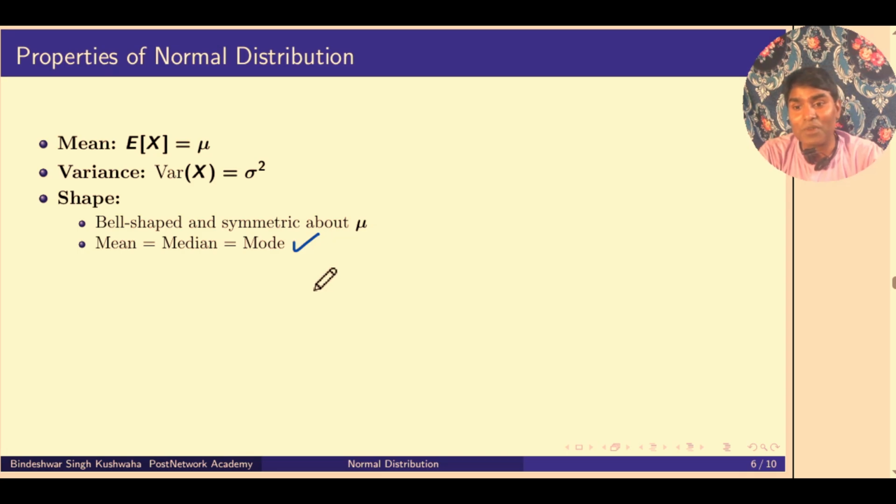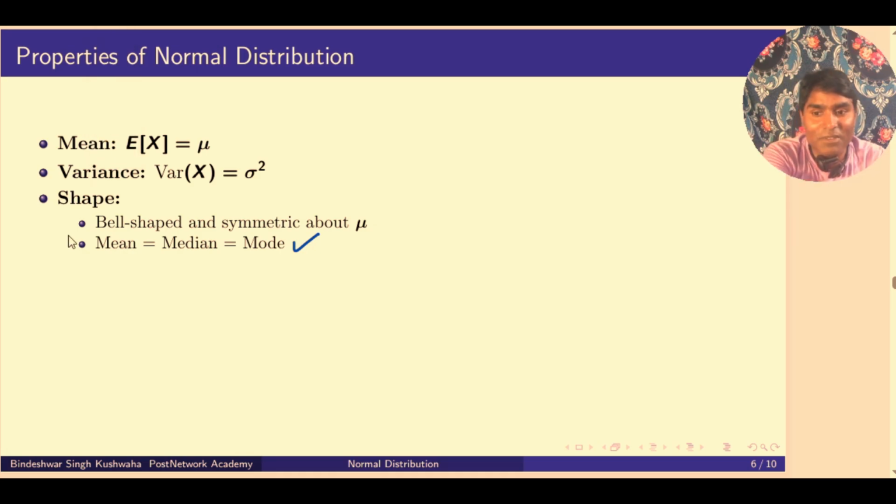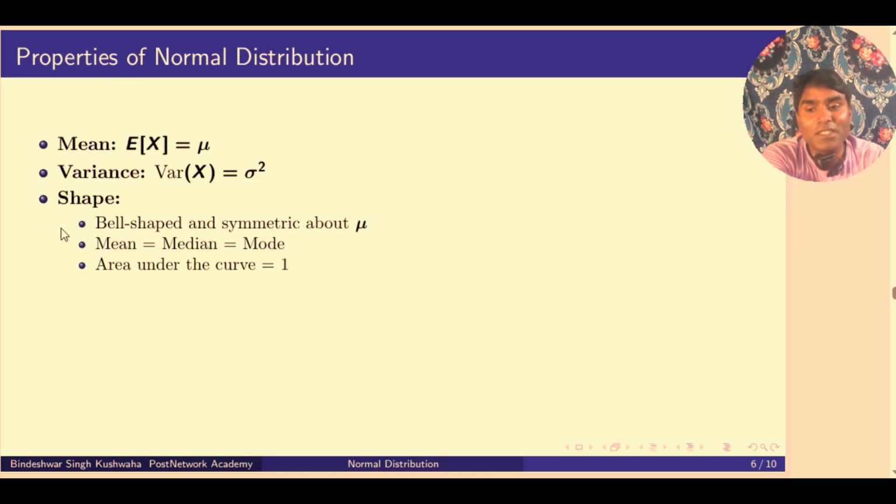And you know what does it mean? That means it is symmetric, as I have explained. The curve is symmetric or the distribution is symmetric. The area under the curve is 1 because this is a probability distribution, a probability density function.